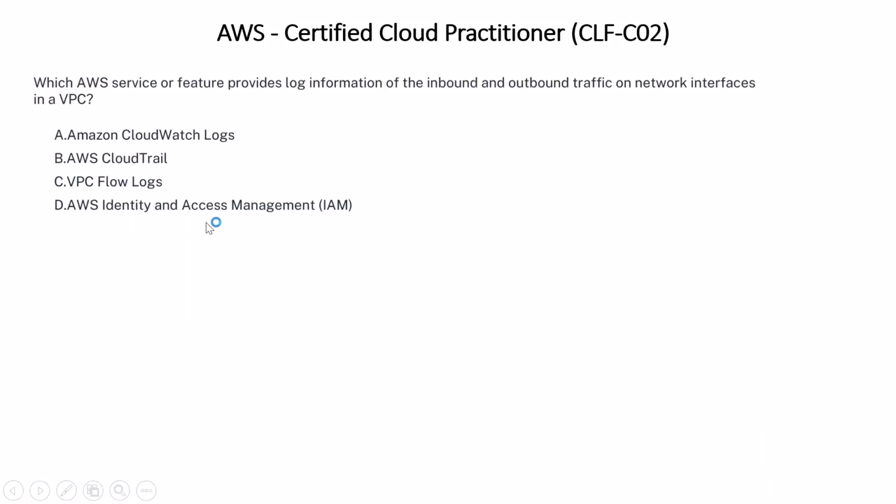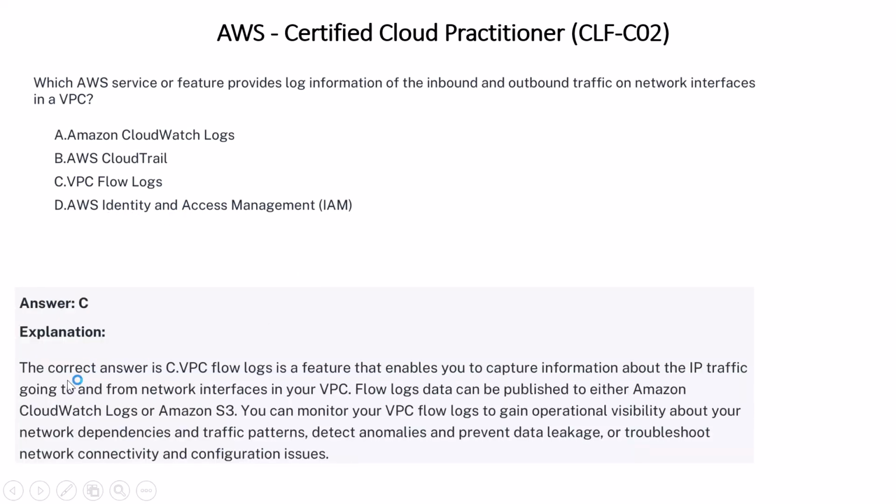Next question. Which AWS service or feature provides log information of the inbound and outbound traffic on network interfaces in a VPC? The options are option A, Amazon CloudWatch logs, option B, AWS CloudTrail, option C, VPC flow logs, option D, AWS Identity and Access Management. The correct answer is option C, VPC flow logs.